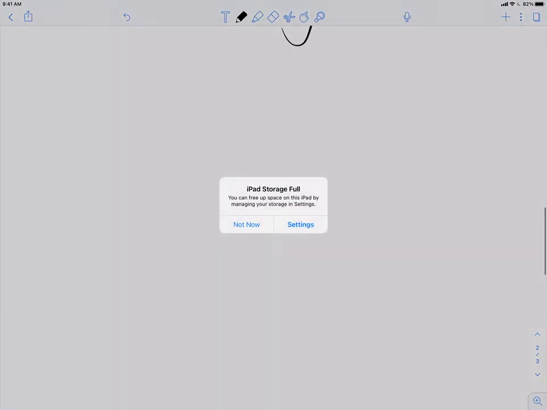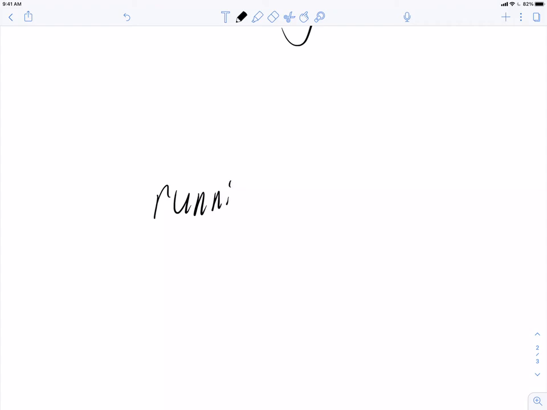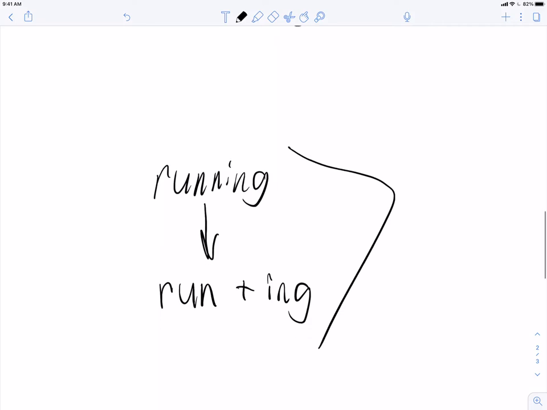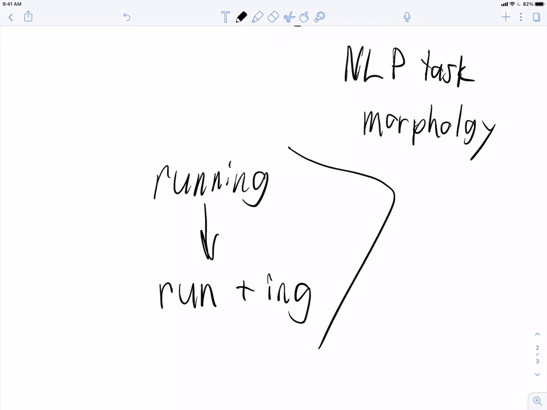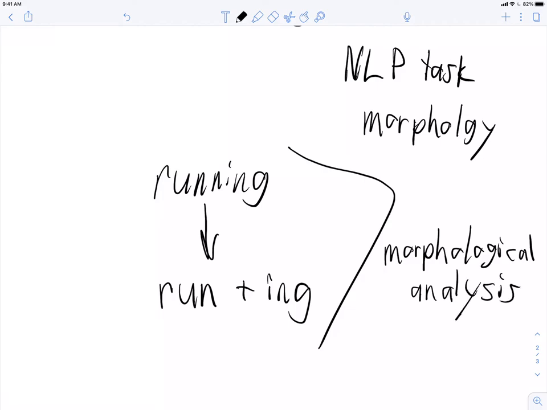So if we take the word running and break it down into its component parts, run plus ing, this is an NLP task, a natural language processing task involving morphology called morphological analysis. So, in addition to machine translation, this is the first additional NLP task that we've identified, morphological analysis.